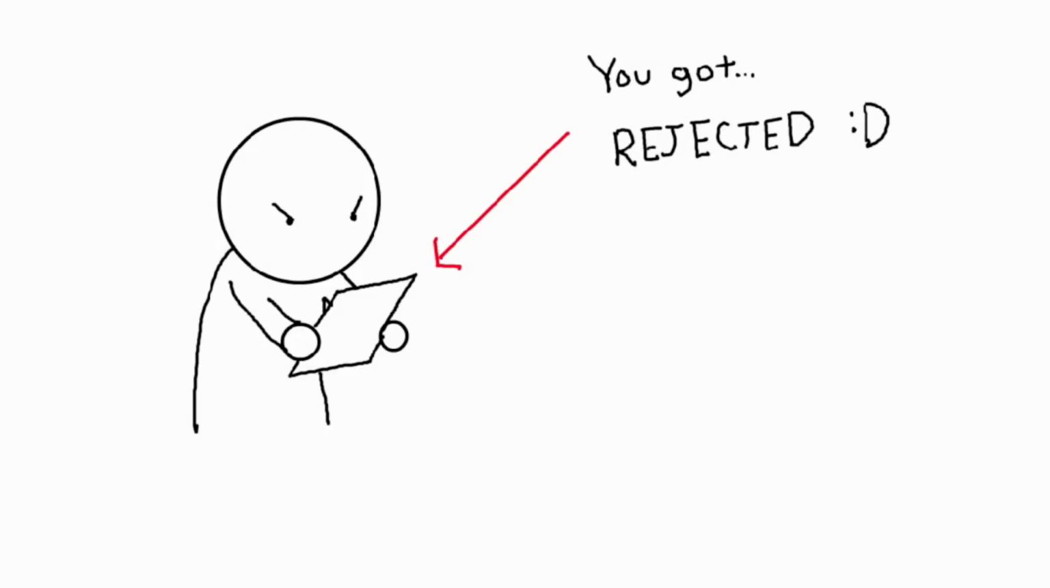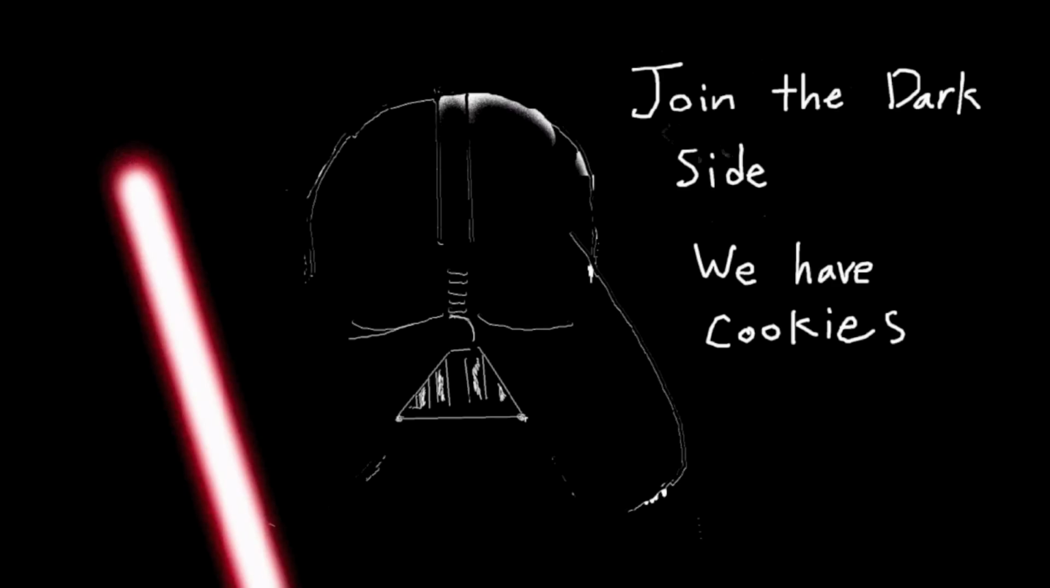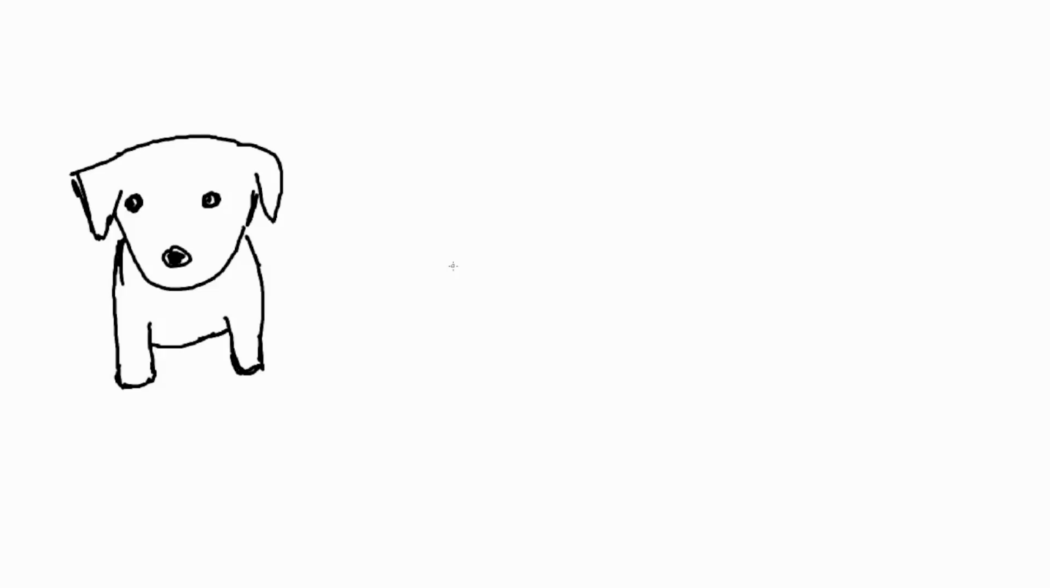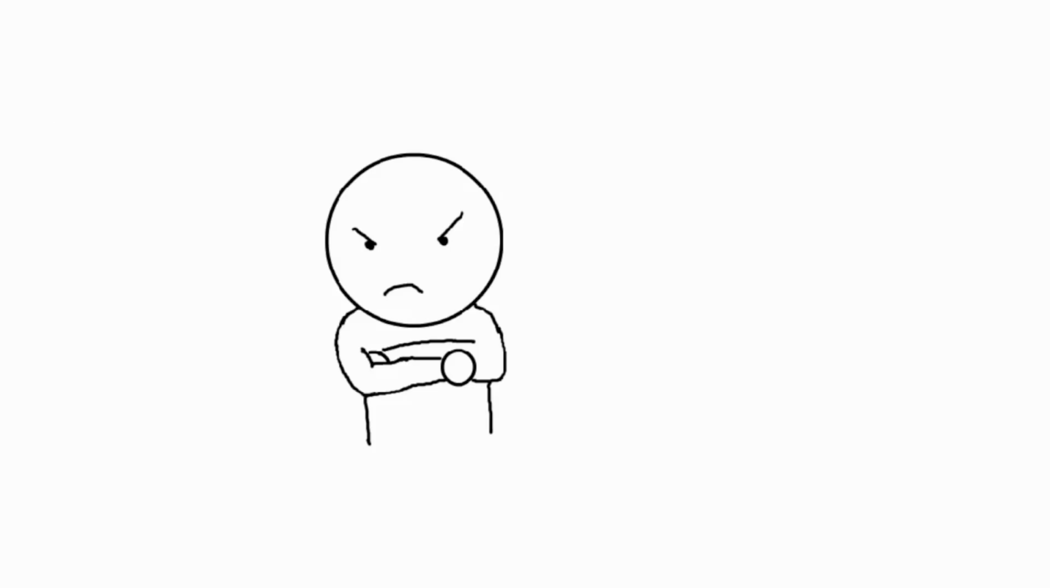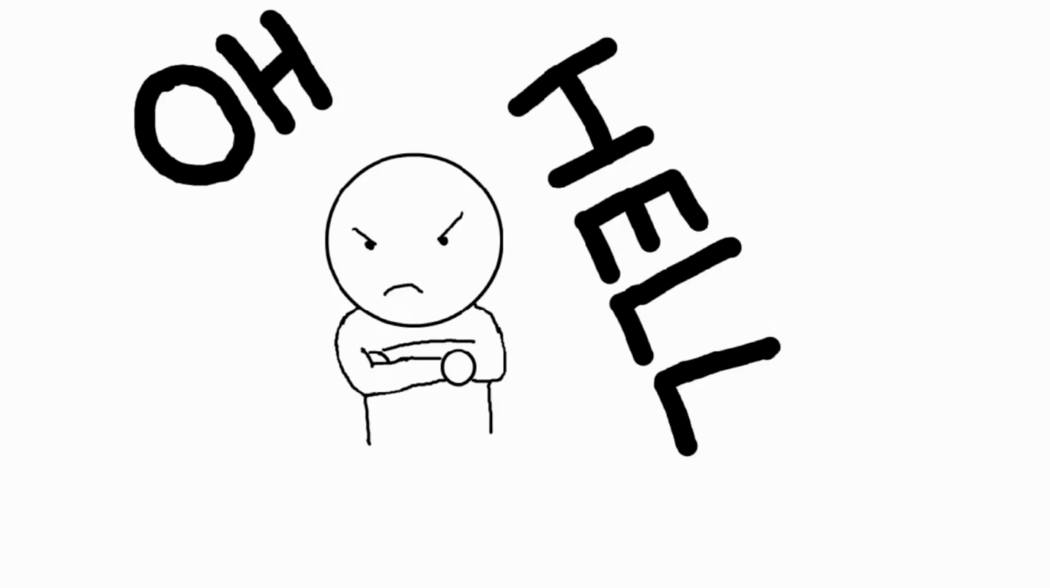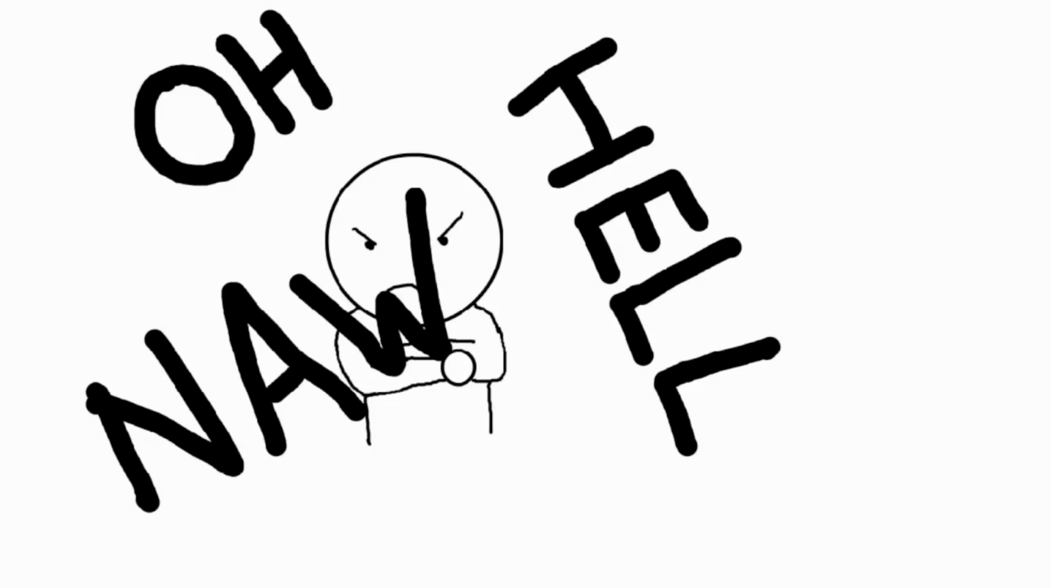The more you look at that letter, the angrier you get. Blinded by anger and frustration, you make the choice of joining the dark side. Along with Darth Vader, you pursue his twisted plans, which include kidnapping puppies and hunting polar bears. Do you want to be a puppy kidnapper and a polar bear hunter? Oh, hell no! But don't worry, I got your back. Just pay attention to this video and you won't be hunting polar bears anytime soon.